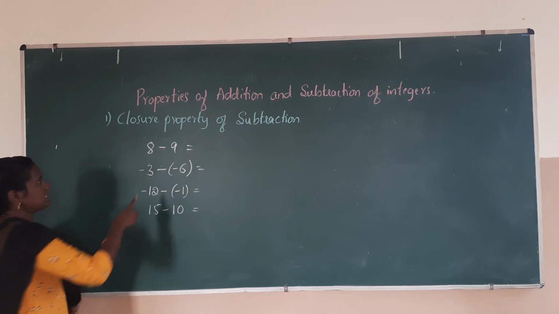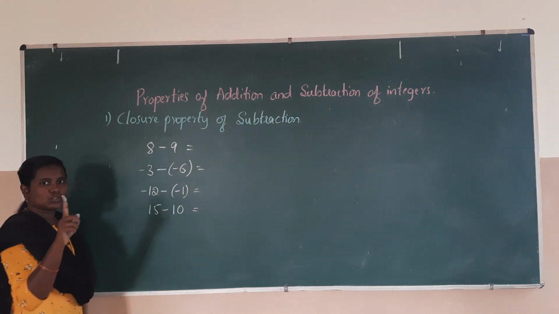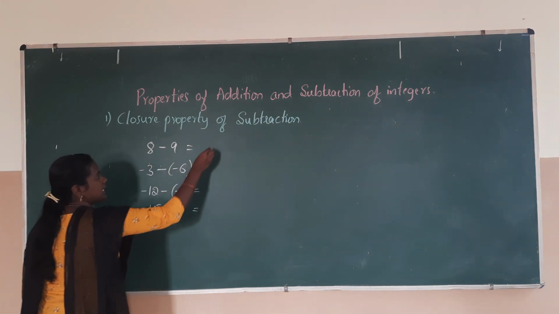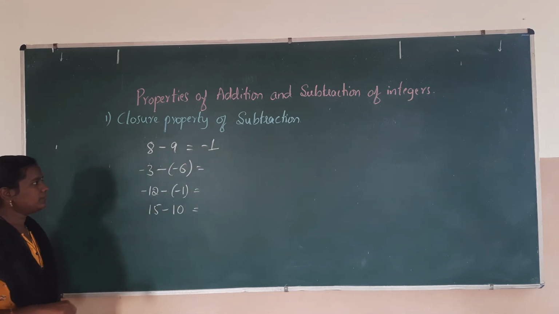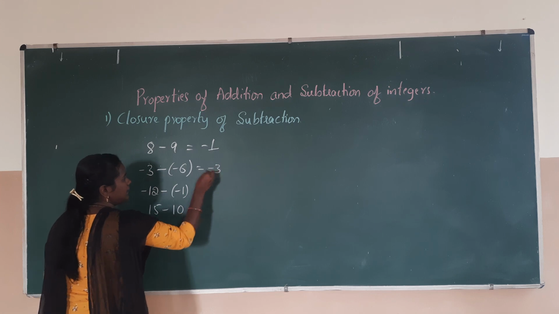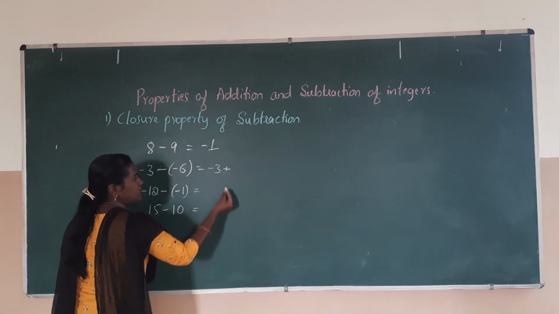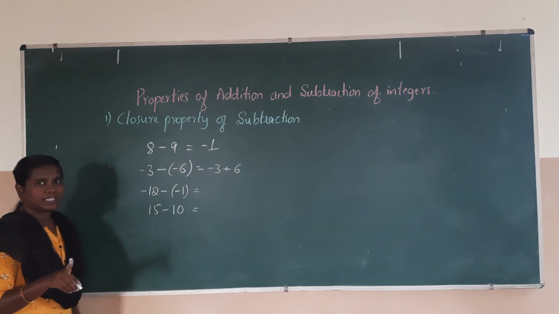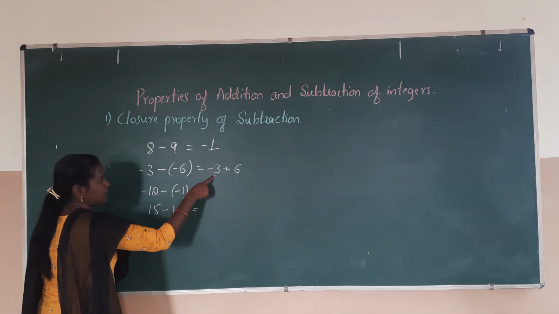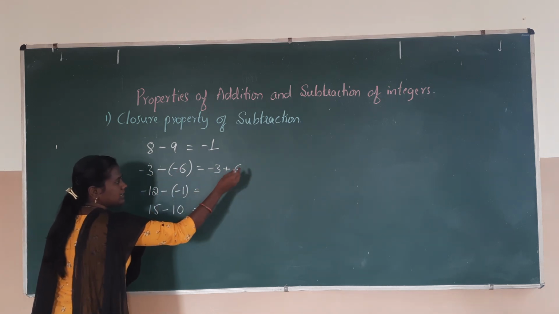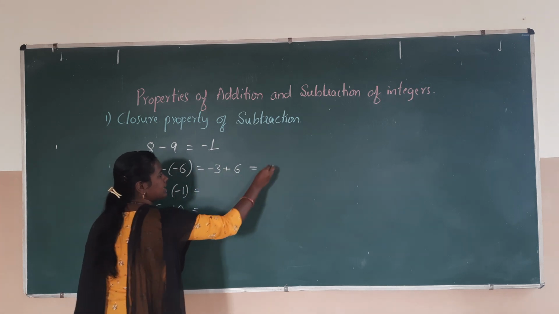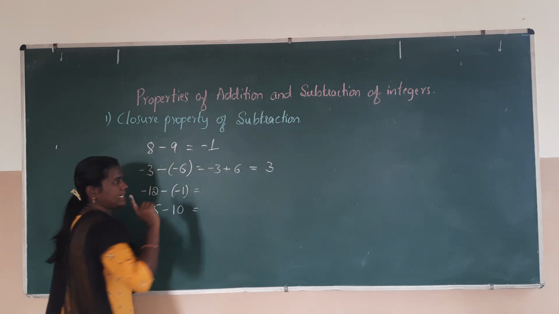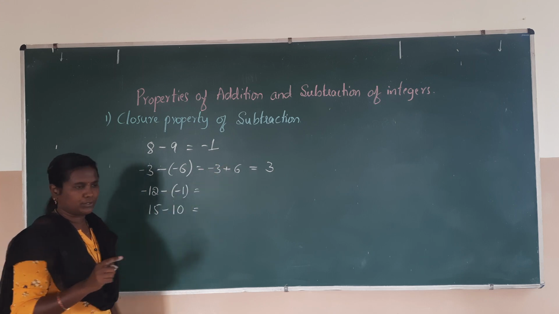8 minus 9. Both have different signs, so subtract. 9 minus 8 is 1. The bigger number has the negative sign, so minus 1. Minus 3. Minus into minus is plus 6. Different signs, subtract. 6 minus 3 is 3. The bigger number is positive, so the answer is positive.